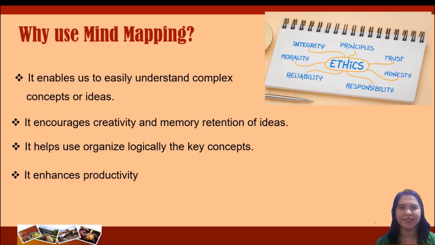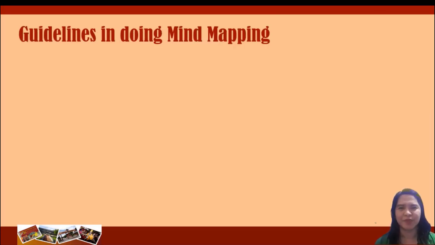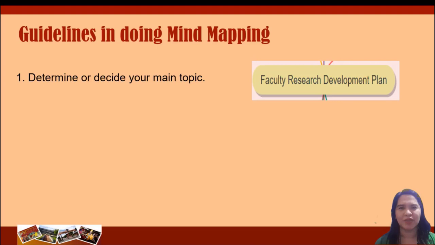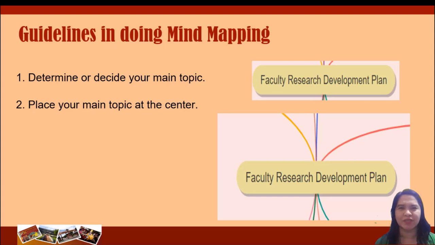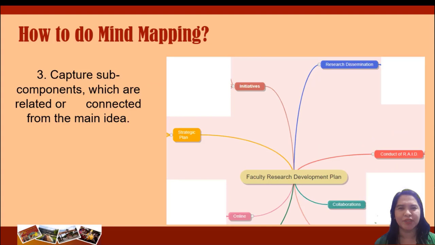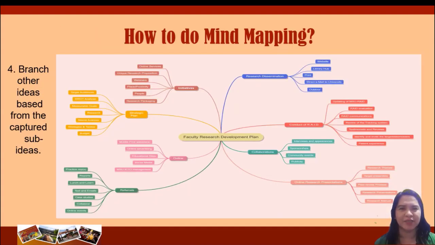Here are the guidelines in doing mind mapping. First, we need to determine or decide your main topic. Second, you have to place your main topic at the center. After which, you then capture the possible subcomponents which are related or connected to the main idea. And finally, you will branch other ideas based on the captured sub-ideas.